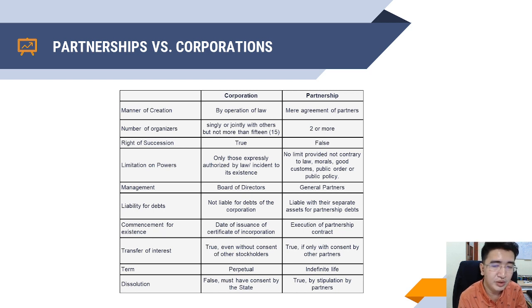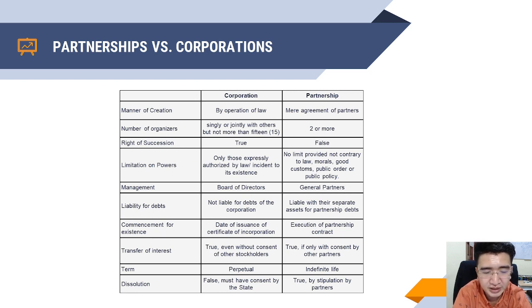In terms of management, kaiba din. For corporation, you have the board of directors or board of trustees. And for partnership, you have the general partners. But hindi kasali ang limited partners because as we have discussed previously, limited partners don't involve themselves with the management of the partnership. If they involve themselves with the management of the partnership, di ba, maging liable sila like general partners.